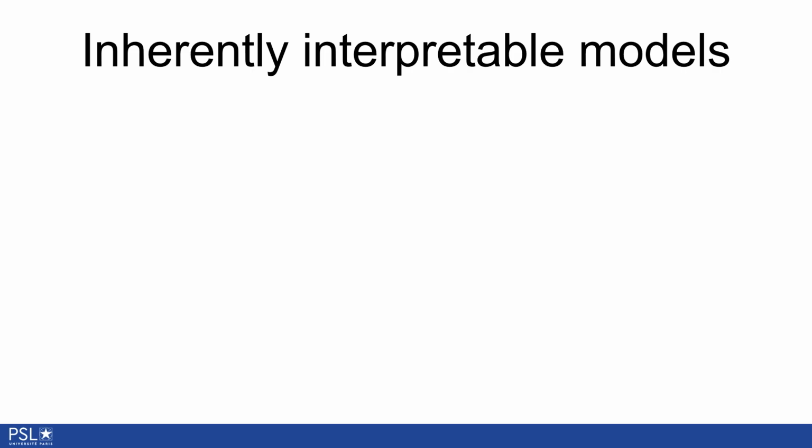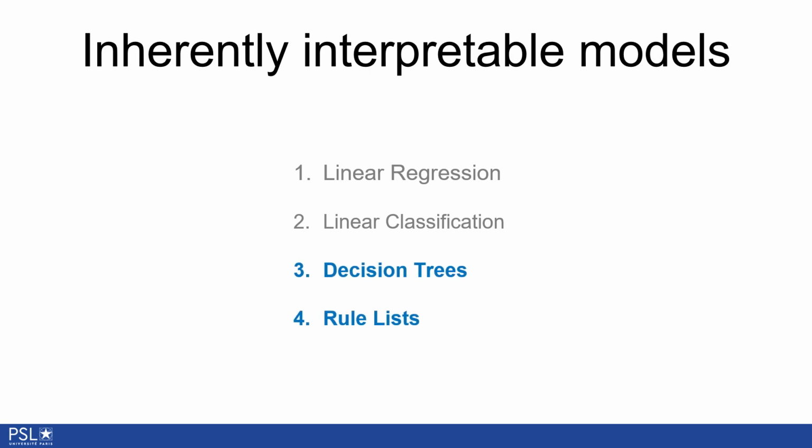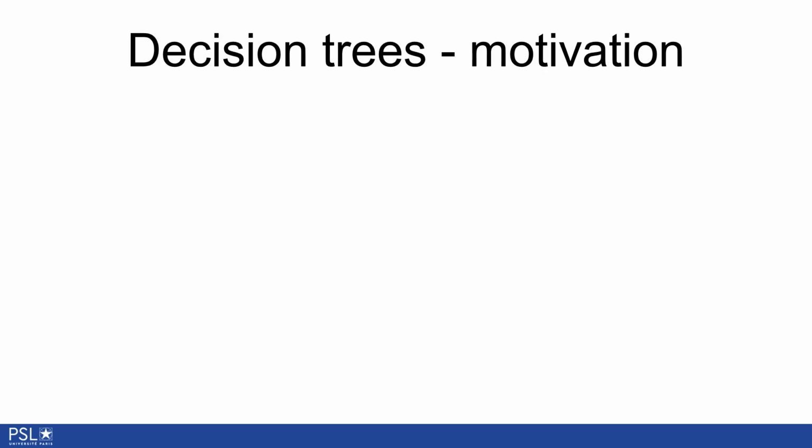and logistic regression. To recap, in this and the previous lecture on inherently interpretable models, we have so far covered linear regression and linear classification. In the rest of this lecture, I will briefly cover two additional classes of models that can be interpretable: decision trees and rule lists. Let's start with decision trees and with a motivation for this class of models.